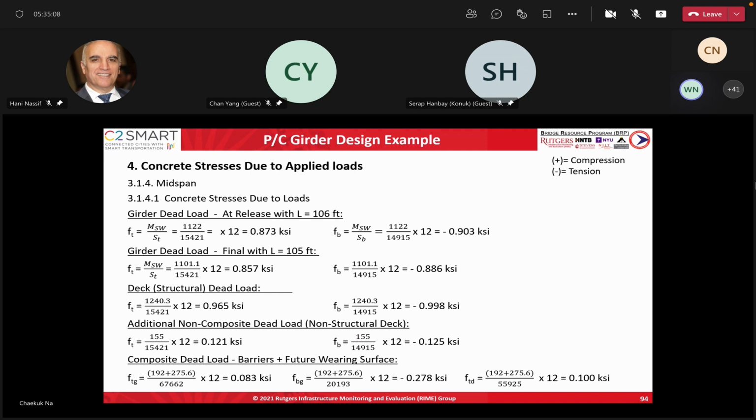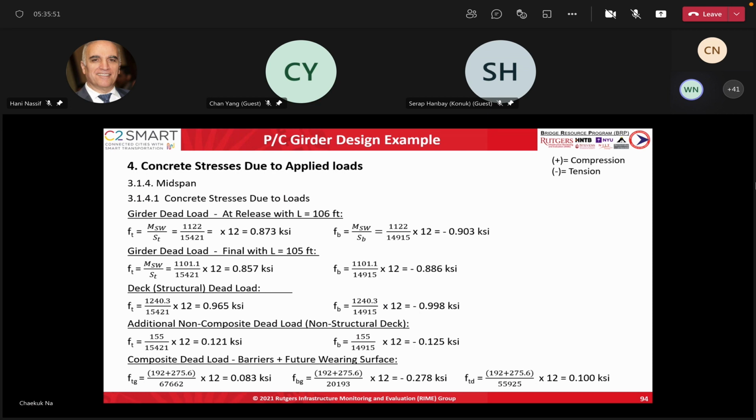Now the deck is placed on the girder, so it's going to induce stresses, top and bottom. And we have the moment of the dead load. Of course, each girder holds a certain width of the slab, based on the effective width mentioned before. We have FT and FB, F top and F bottom, and similarly we find FT and FB due to the non-composite dead load, which is the topping, and later we can find the barriers and the future wearing surface, their values added.